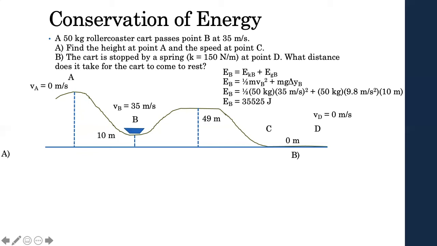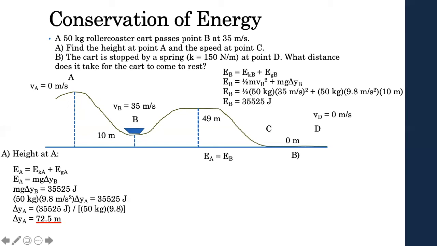Yeah. Look at that. Now that we have this number, we can use it to find the height at point A, because we know that the energy at point A is going to be the same. And we know that the only energy at point A is going to be gravitational potential energy. The speed is 0. No springs in sight. So we can say that the mass times gravity times the height is equal to a little over 35,000 joules.